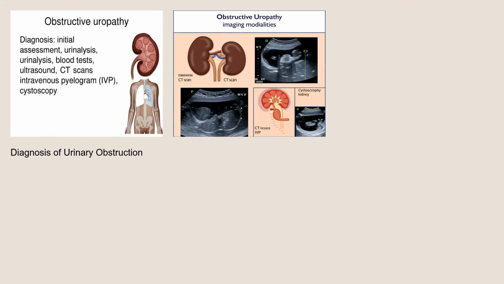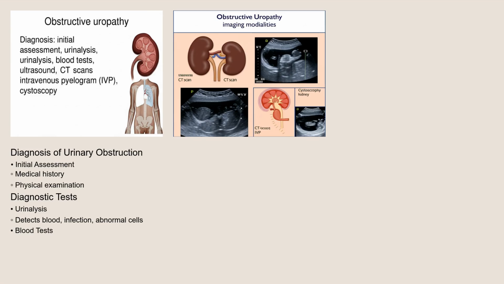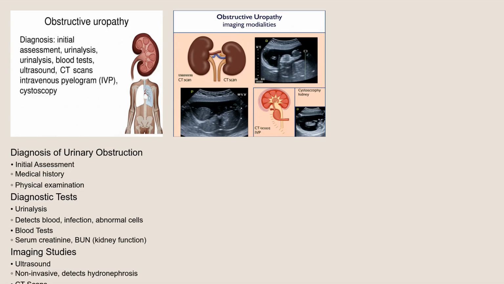Diagnosis typically begins with a thorough medical history and physical examination. Urinalysis can detect blood, infection, or abnormal cells in the urine. Blood tests, such as serum creatinine and BUN, assess kidney function. Imaging studies are crucial for identifying the location and cause of the obstruction. Ultrasound is a non-invasive and readily available option, particularly for detecting hydronephrosis. CT scans, with or without contrast, provide detailed images of the urinary tract and surrounding structures. An intravenous pyelogram, or IVP, is an X-ray using contrast dye to visualize the urinary tract. Finally, a cystoscopy, which involves inserting a small camera into the bladder, can directly visualize the urethra and bladder lining.